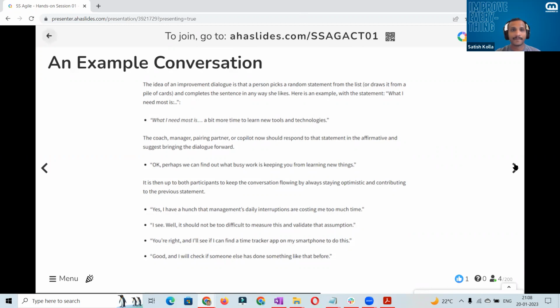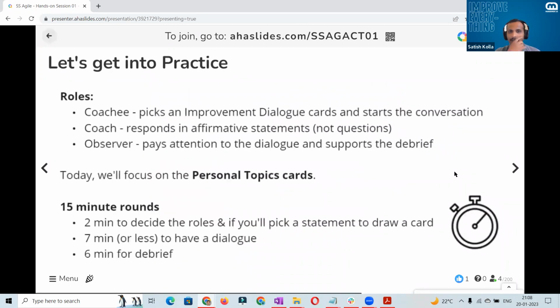Yes. Okay, so let's get into practice the same way Venkat and Idris did right now. The coach, and we can have a couple of observers. We'll have 3 to 4 breakout rooms, and we can pick up the personal cards. It is there in the previous slide. I will share that link so you can go through that. And we can do 15-minute rounds.